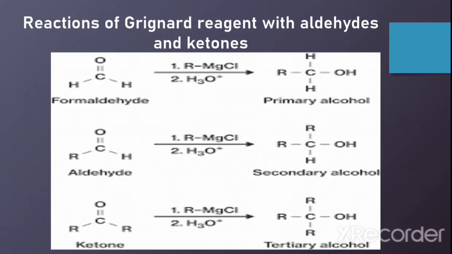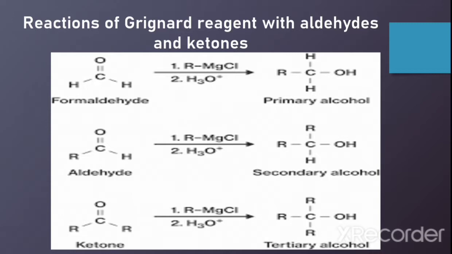because when formaldehyde reacts with Grignard reagent, from the Grignard reagent the alkyl group attaches to the carbon that has a double bond with the oxygen, and the double bond of oxygen will break. When the oxygen double bond breaks with the carbon, this oxygen will react with the proton and form a hydroxyl group. So we have our primary alcohol.